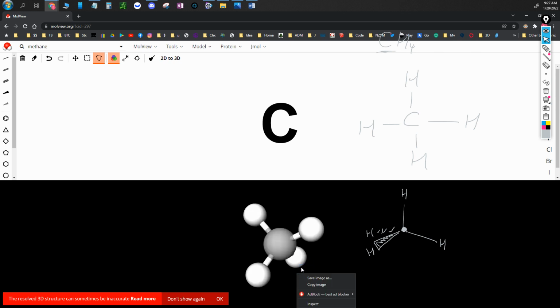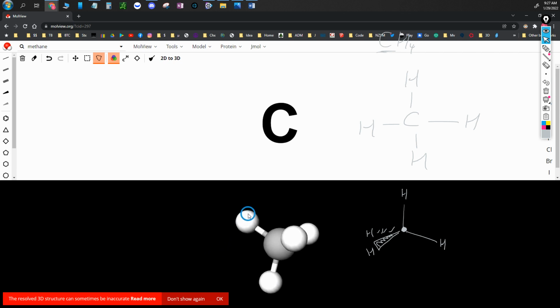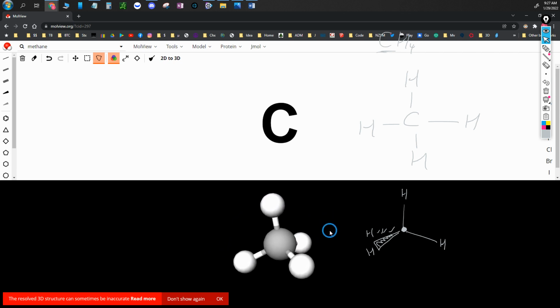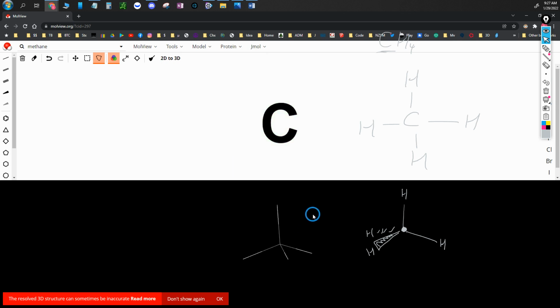Okay, so if you look here, I want to change this to a stick figure. There is a way to. Model, stick. That's too thick. Line. There you go. Okay, so you can kind of see this. Let me change the color of this pen too, so that you can take a look at that.